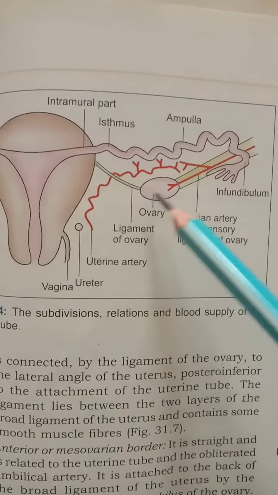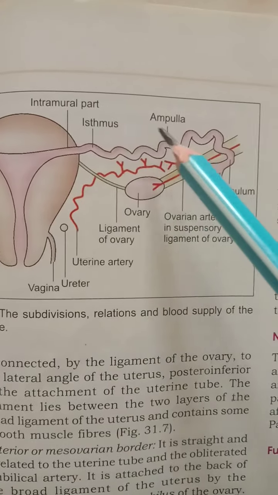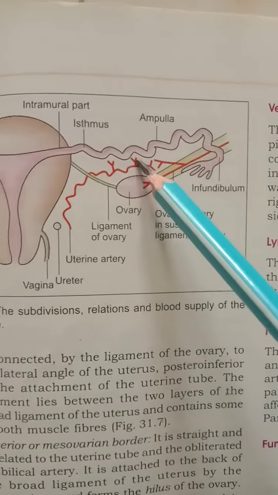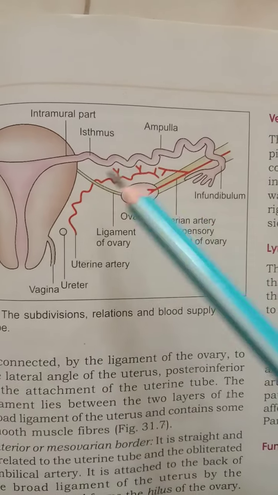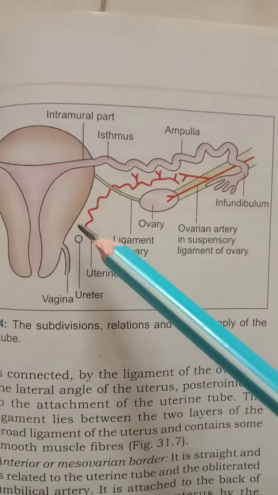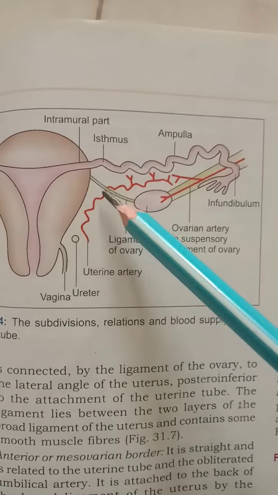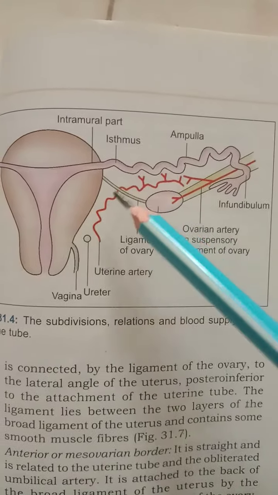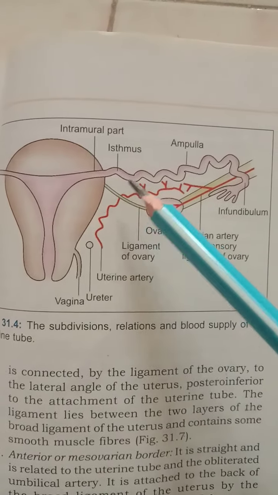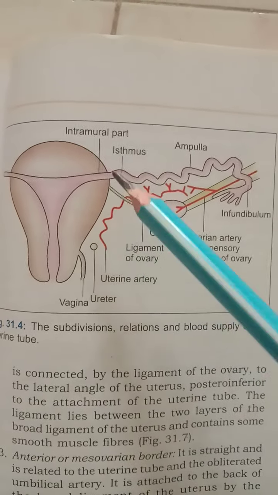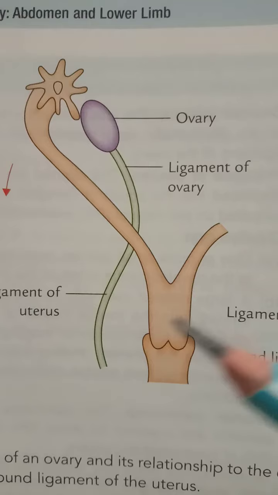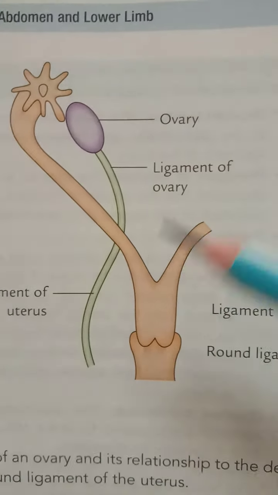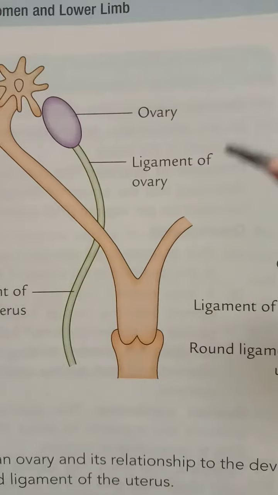Then the venous drainage: the veins correspond to the arteries, thus the venous blood is drained by the ovarian and the uterine veins. Then the lymphatic drainage: the lymph vessels follow the veins and drain into the internal iliac lymph nodes, pre-aortic and para-aortic lymph nodes. Now the nerve supply of the fallopian tube is by both sympathetic and parasympathetic.